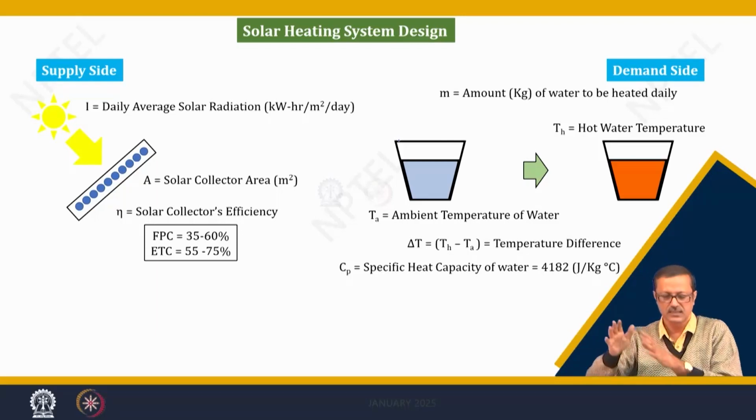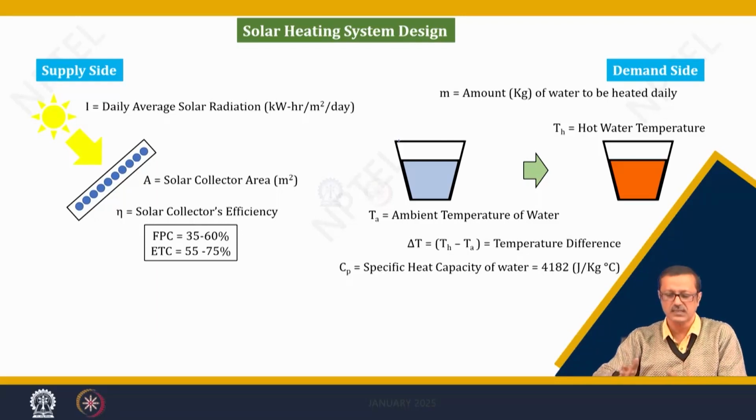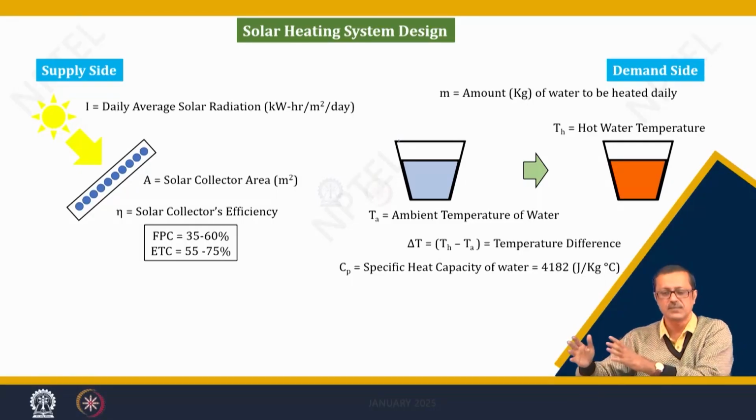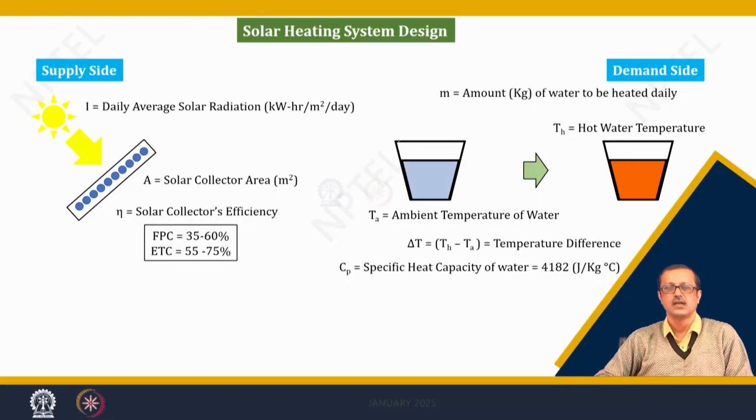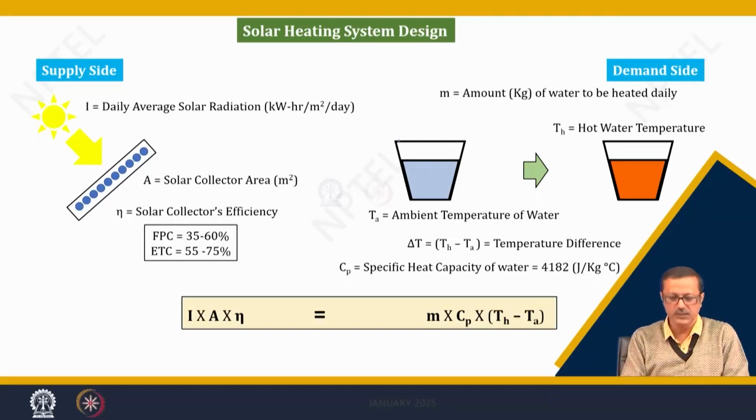This mass, the specific heat capacity of the water, and this delta T, the temperature difference, are the demand side parameters, and I can multiply them also and I can equate them. So, I can equate them and multiply them, then let us see what the unit balance between these two can be.